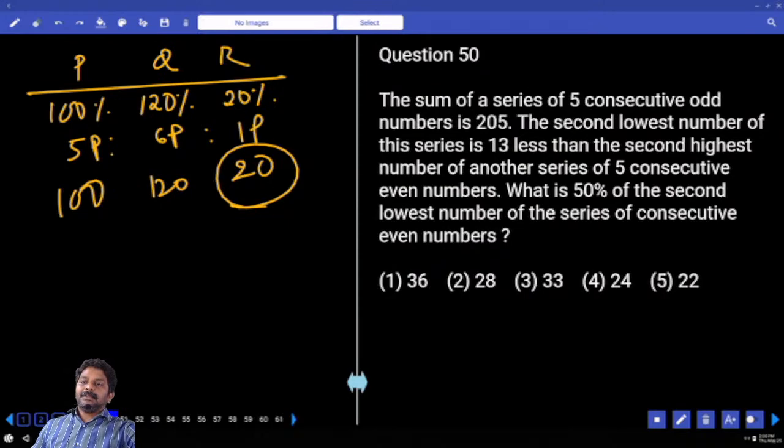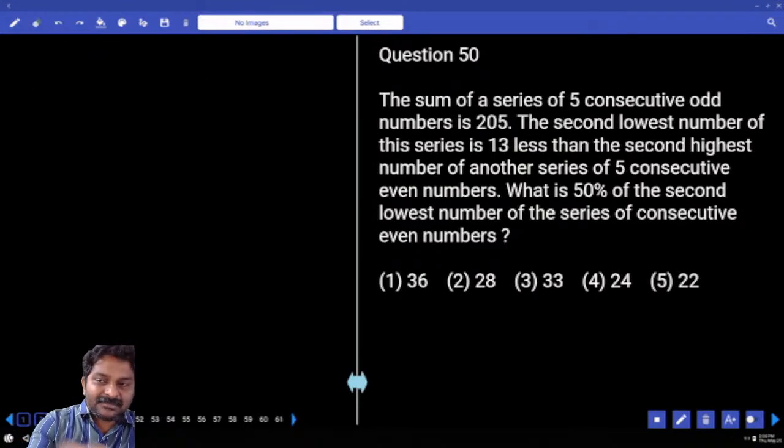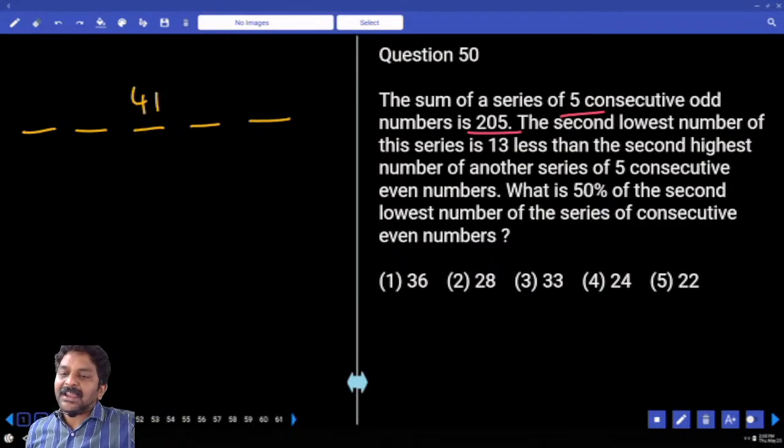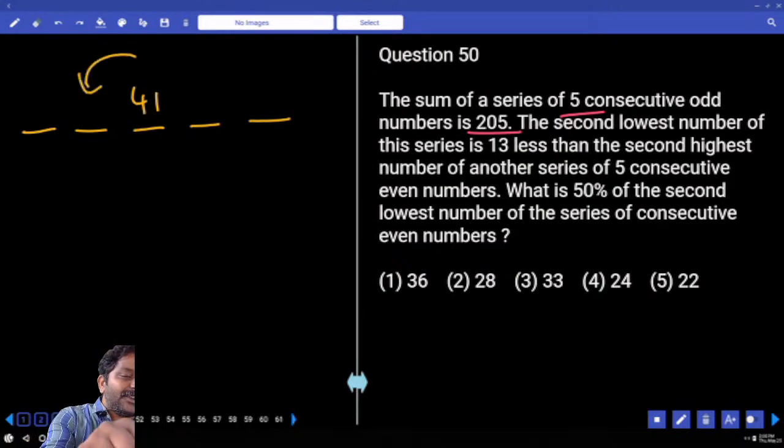Done. The sum of a series of 5 consecutive odd numbers is 205. What is the average here? For 5 numbers, sum is 205, right? Average in the sense divided by 5, how many numbers are there? 1, 2, 3, 4, 5. If all are consecutive odd numbers, average in the sense middle number only, which is equal to 41.